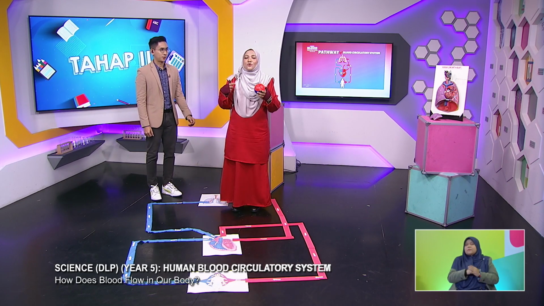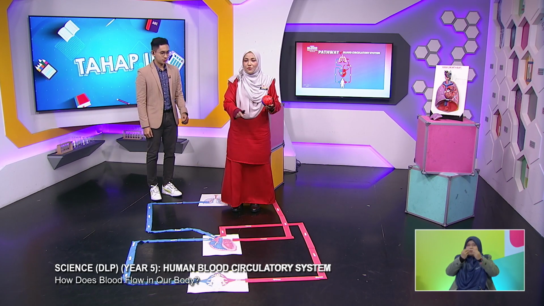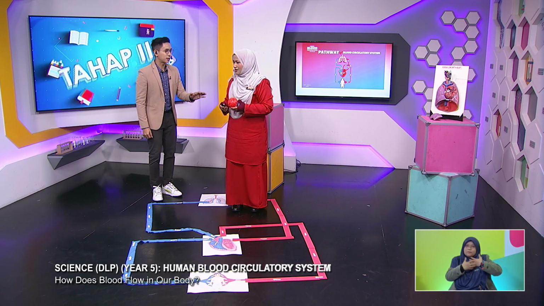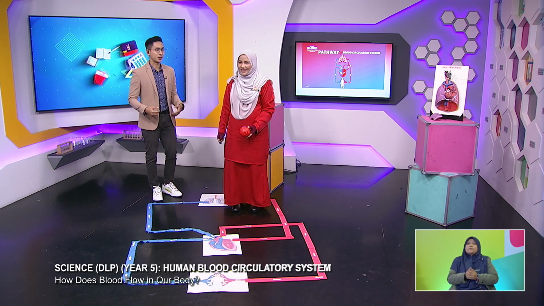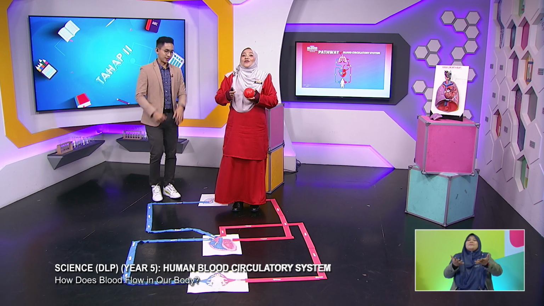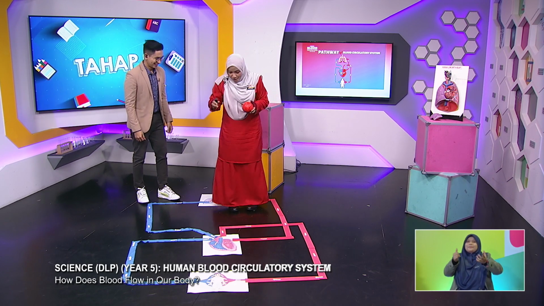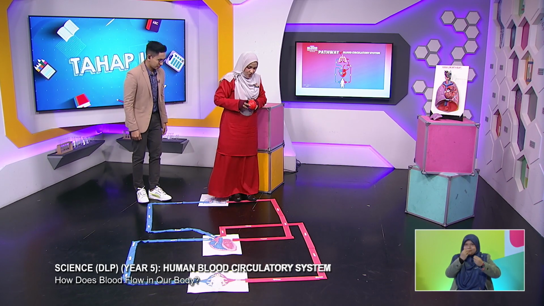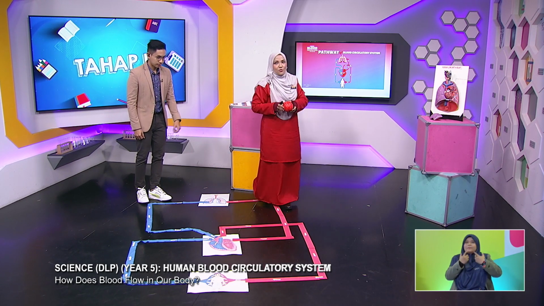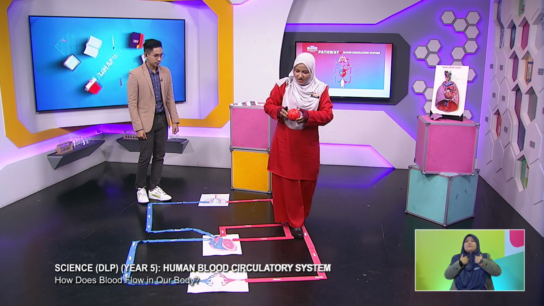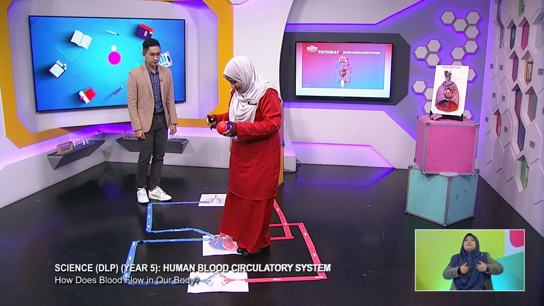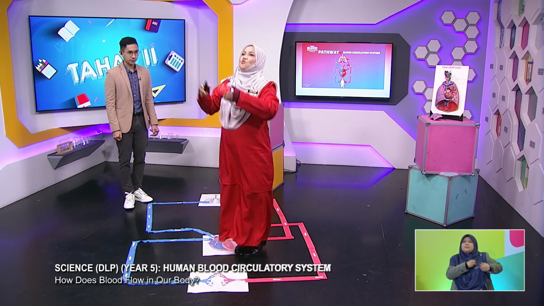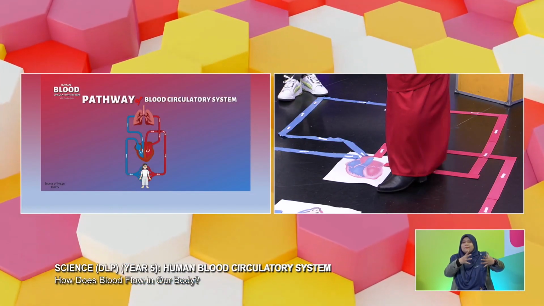So oxygen-rich blood, the pathway will be... Wait, teacher. We have to take a deep breath first. Oh yeah, to get oxygen. Okay, 1, 2, 3. Oxygen-rich blood. All right, so from the lungs, we will walk, we will go to the heart. And then whoop, pump it. Pump it.